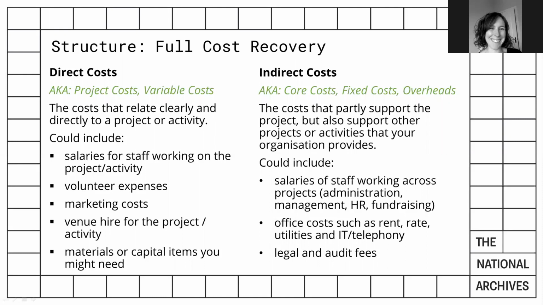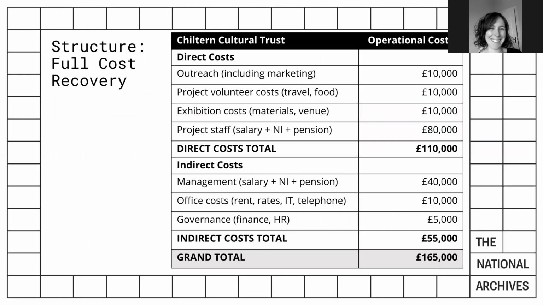So we're going to talk about how a full cost recovery methodology works, and how you make sure that you apportion and allow for indirect costs when you budget how much a project costs. So I'm going to talk you through an example, and it's very much a simplified example based on the Chiltern Cultural Trust, which we've used a couple of other examples from before. Remember, this is a made-up example, and it has been heavily simplified to help you understand the concepts.